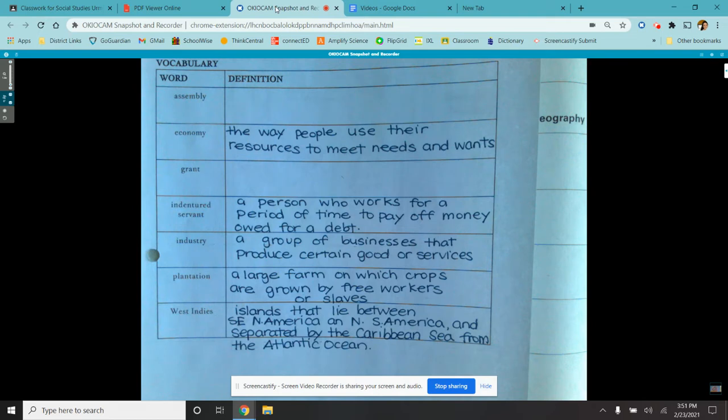Plantation is a large farm on which crops are grown by free workers or slaves. We covered that in our last chapter. The West Indies are the islands of the Caribbean, and we covered that in chapter 5 when we talked about the explorers. All right, so what we're going to start with first are the middle colonies.